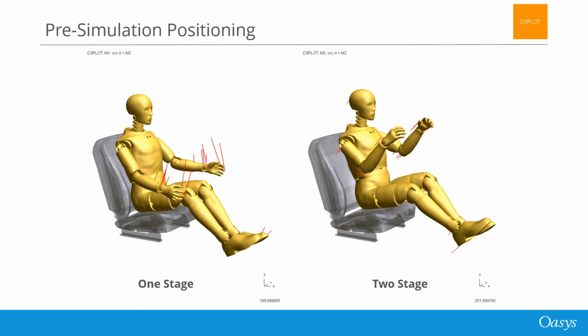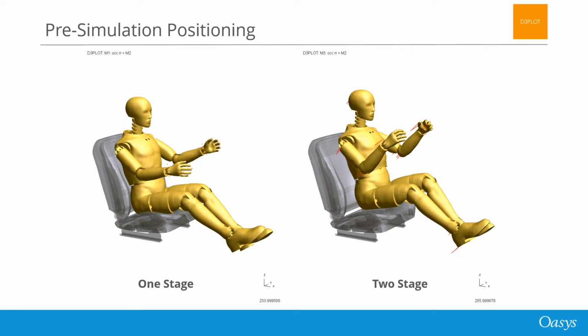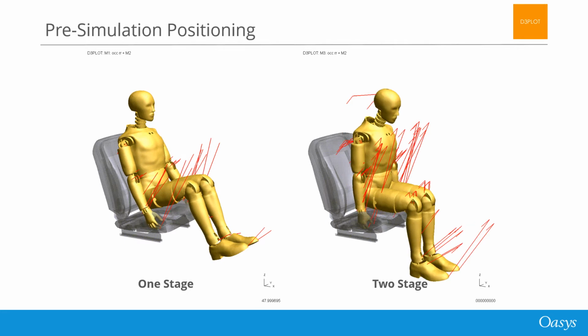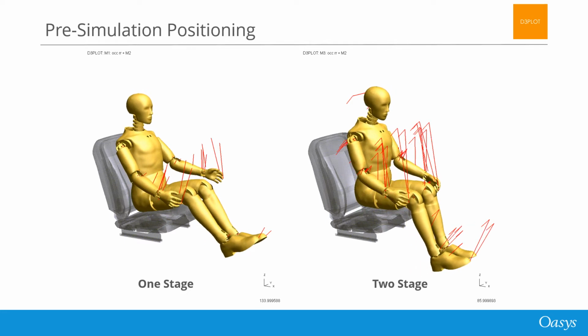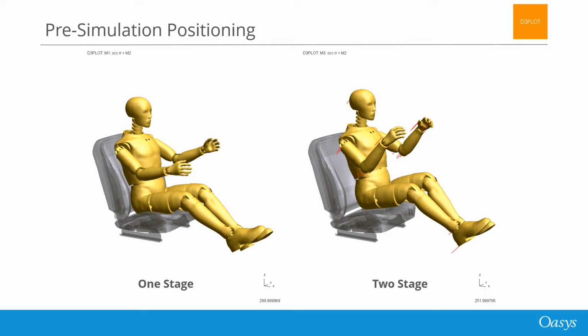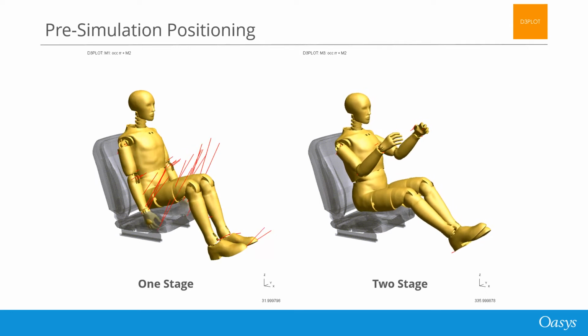On the right, we have a two-stage positioning analysis. Here we have two sets of cables in series. The dummy starts above the seat, and the first stage is to move the arms and legs into position. The second stage is to move the whole dummy down into the seat.